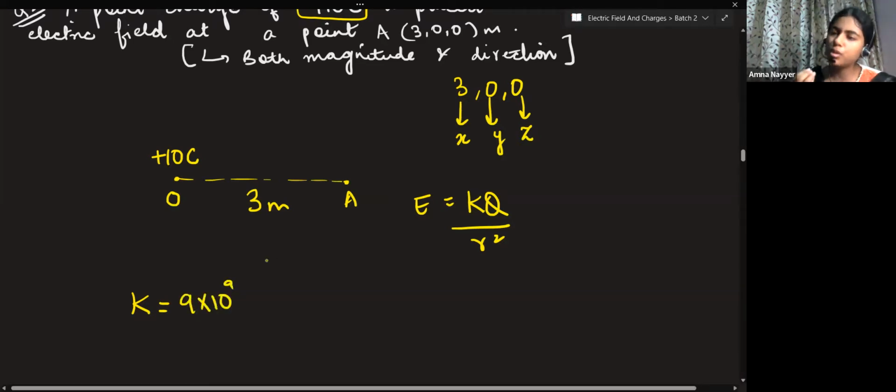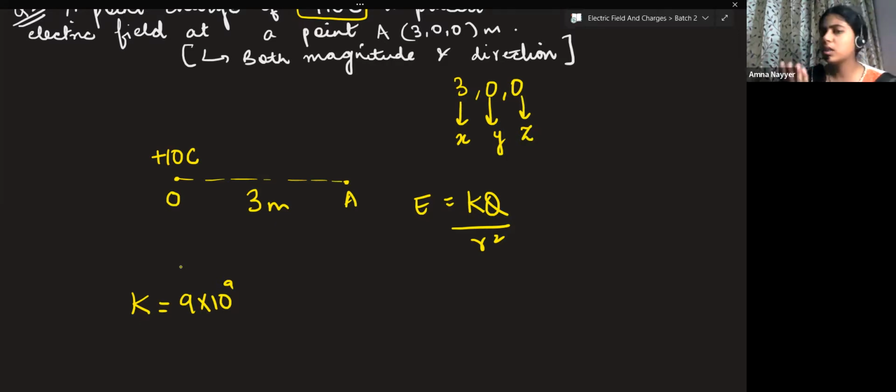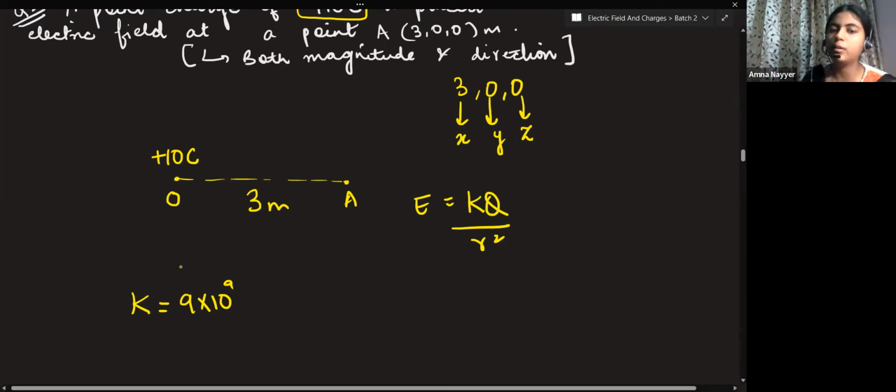So what happens in most of the questions, wherever we have to substitute k, we write it as 9 into 10 to the power 9 only. That will ease our calculation also, and that will help you to remember. Because see, no other medium is given, nothing is mentioned. So you can take k as 9 into 10 to the power 9.